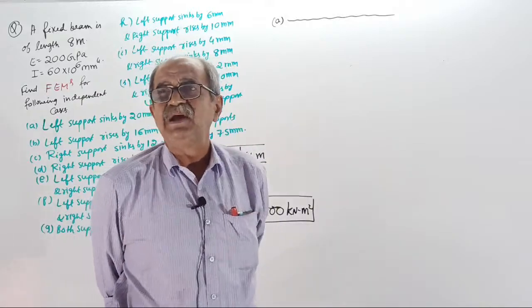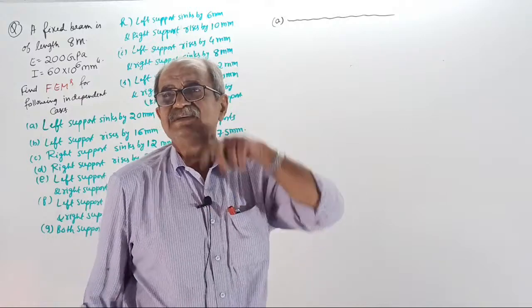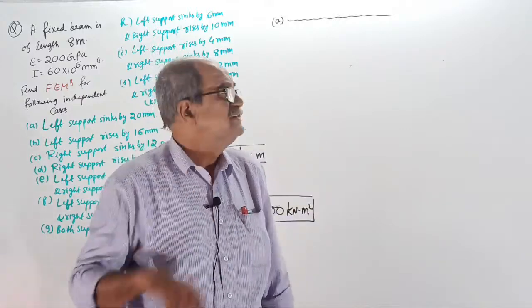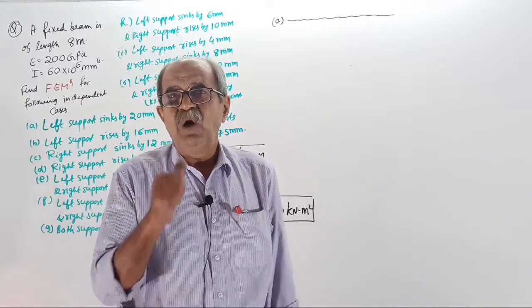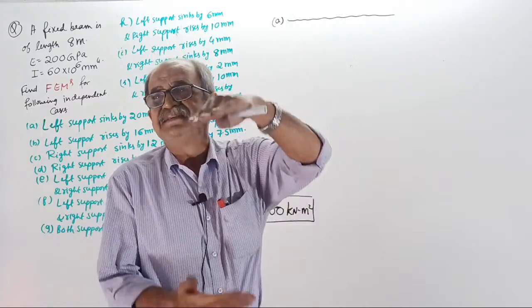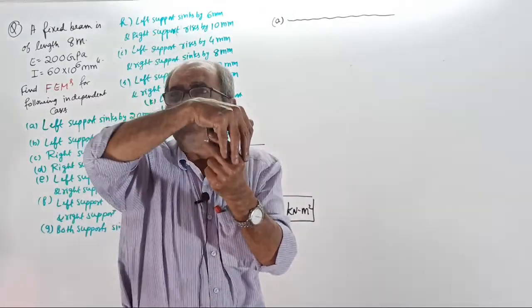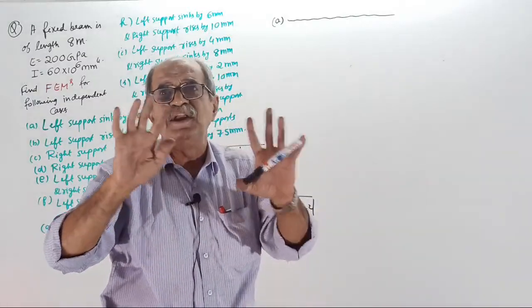How support settlement takes place, I will tell in the course, not now. Because this is a basic requirement, I won't discuss all that here. How that settlement takes place, what actually it means. See, people say support B settles by 20 mm. How does it sink? There is a reason for that. That is because of elastic support. The column gets compressed. So shortening of the column is the settlement, but we will discuss that later.